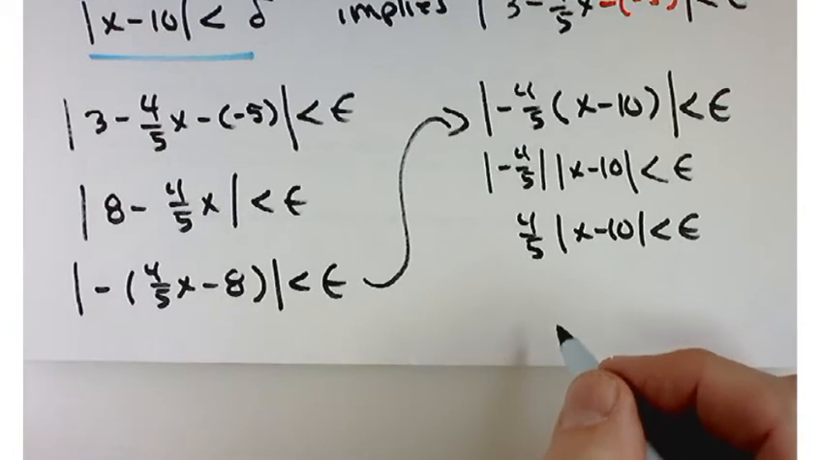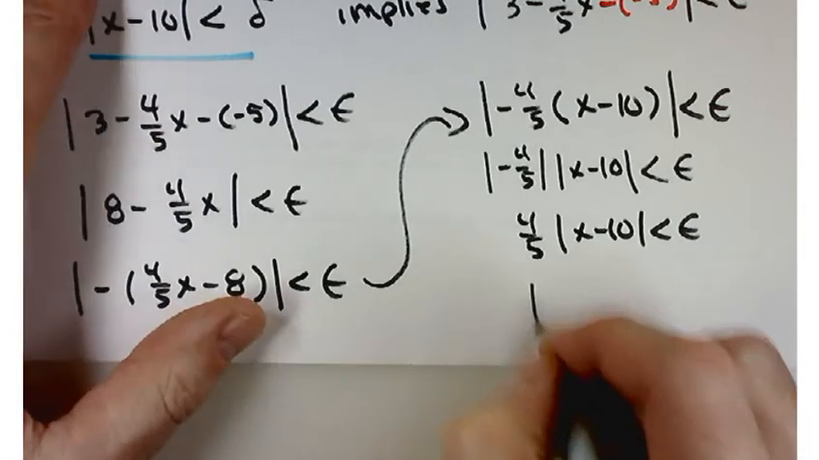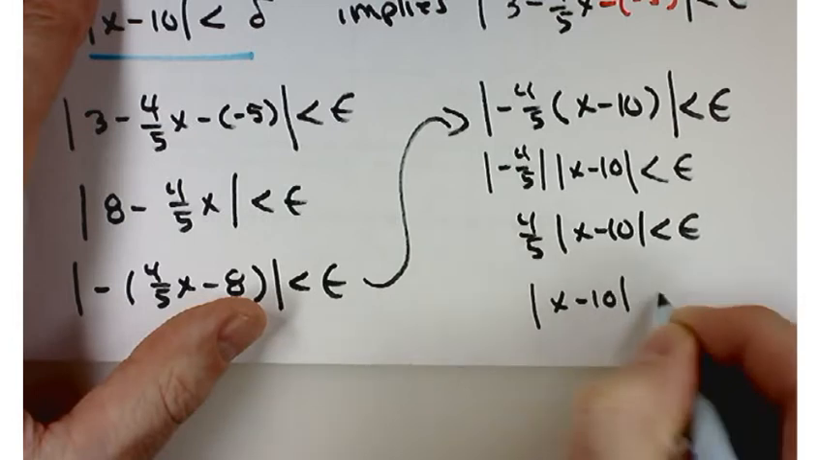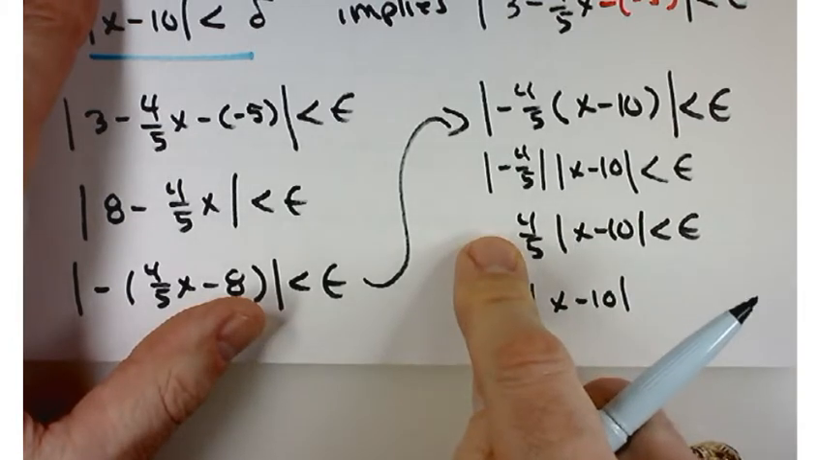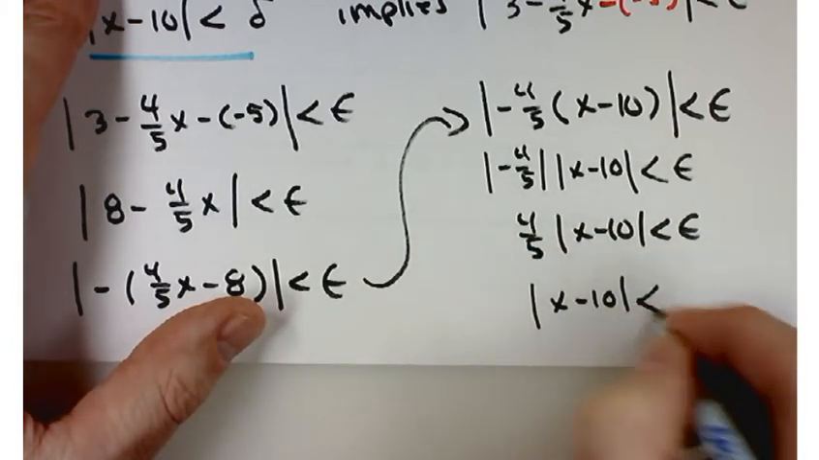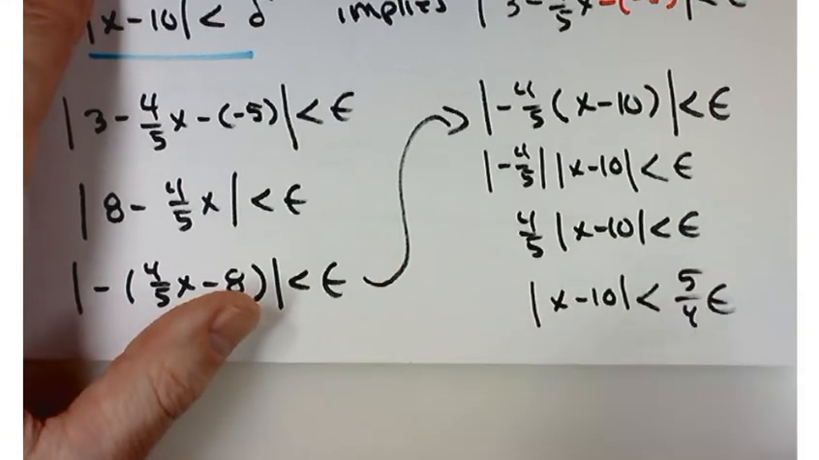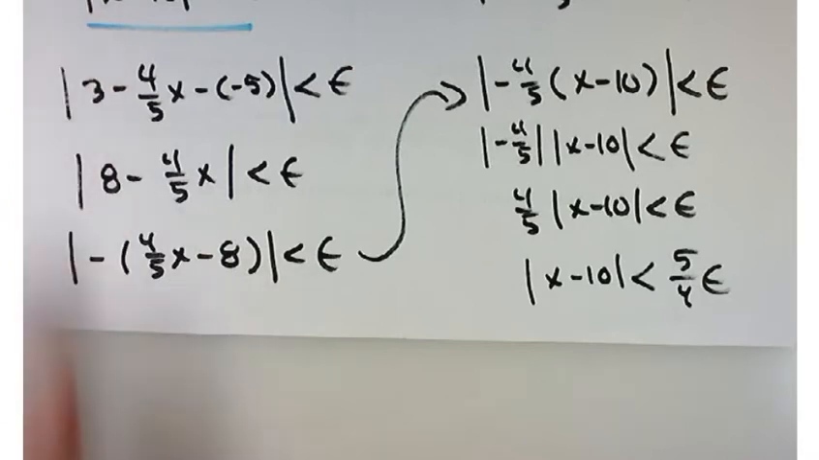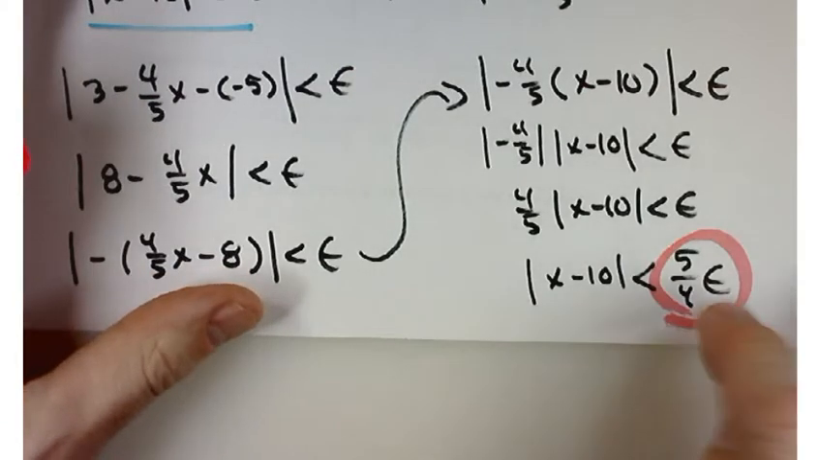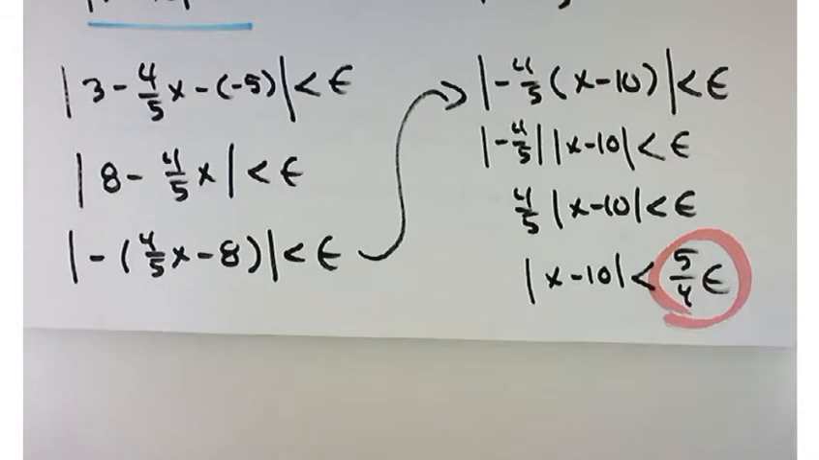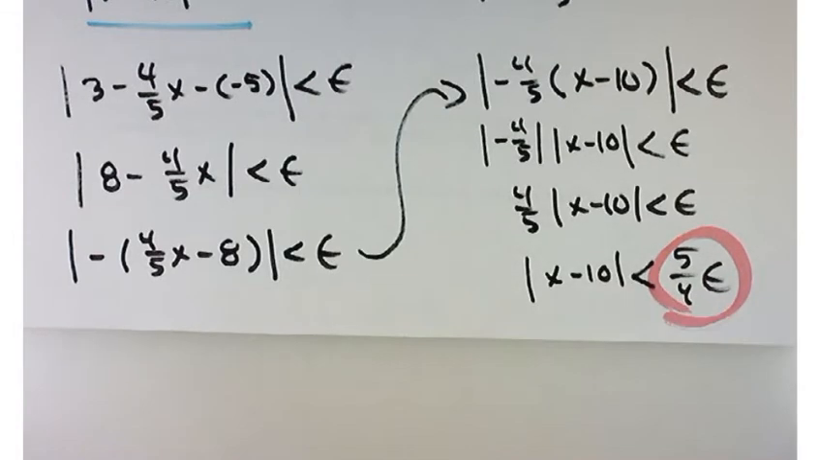Multiply both sides by the reciprocal. So I get the absolute value of x minus 10. 4/5 times 5/4 is going to cancel here. We're going to have less than 5/4 epsilon over here. And wow, we pretty much declare victory because this is what I wanted. I wanted to figure out how my choice of delta was going to relate to my choice of epsilon. And this is what it is.